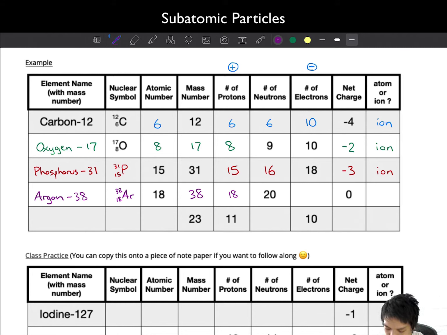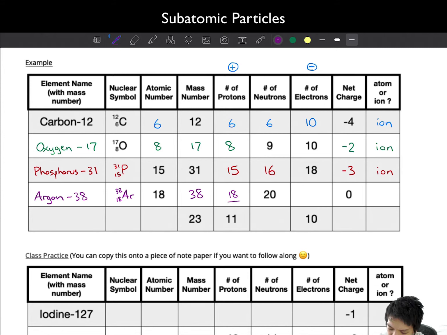That's the nuclear symbol. We are now missing the number of electrons. Electrons have to do with charge, and electrons have a negative charge. Protons have a positive charge. So we know our net charge here. Our net charge is 0.